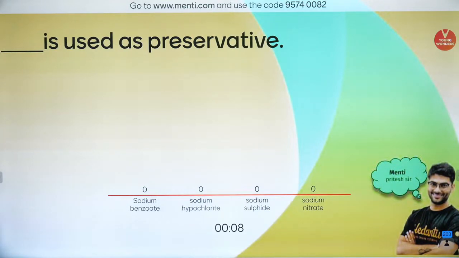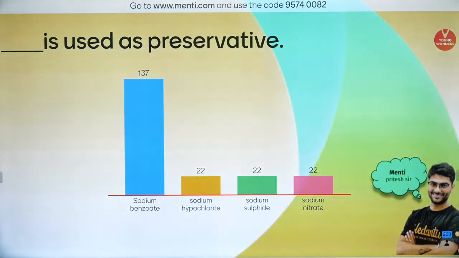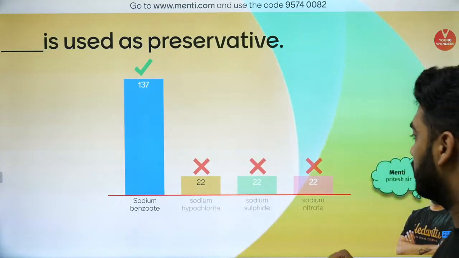Microorganisms are used to make curd, to make cheese, in the bakery industry, in the wine industry, in the alcohol industry, for making idli, for making vaccines, for making antibiotics, and in nitrogen fixation also. Sodium benzoate is the correct answer.